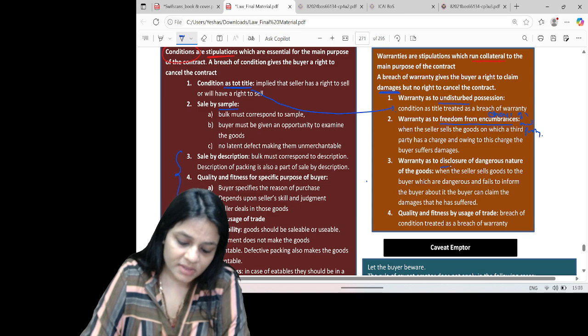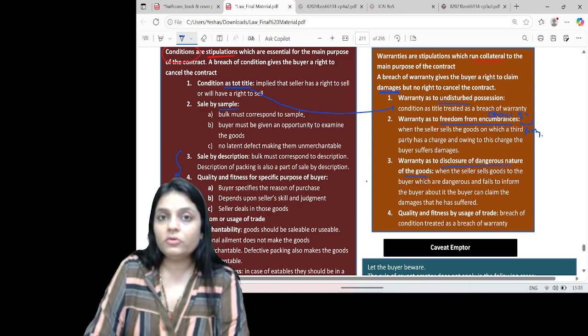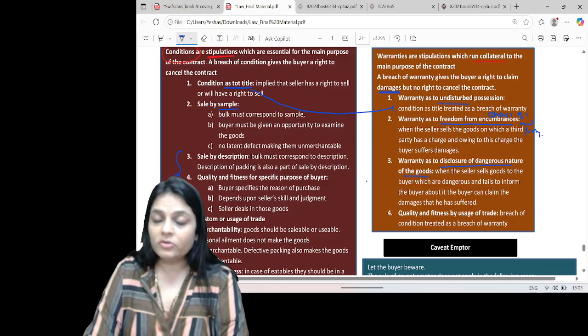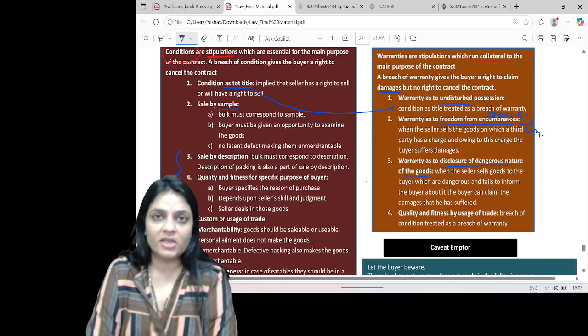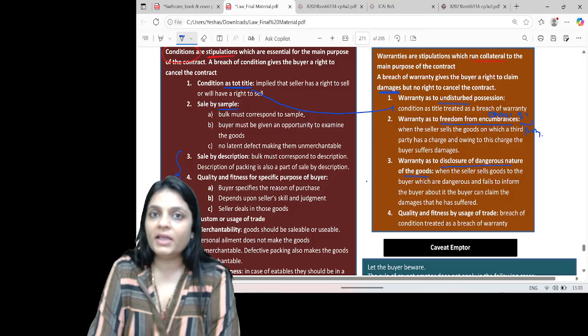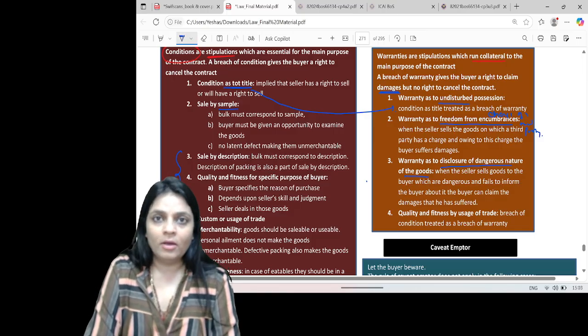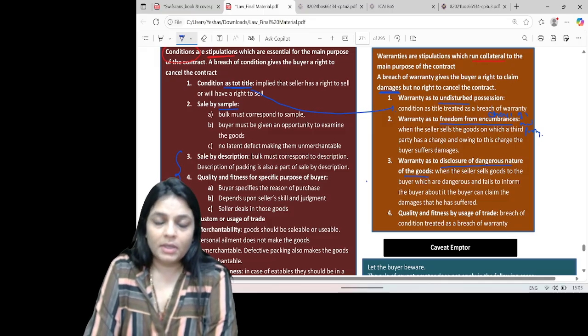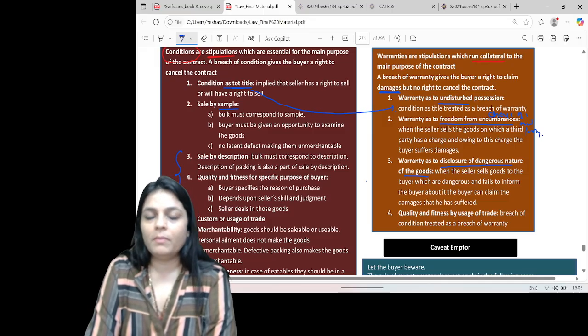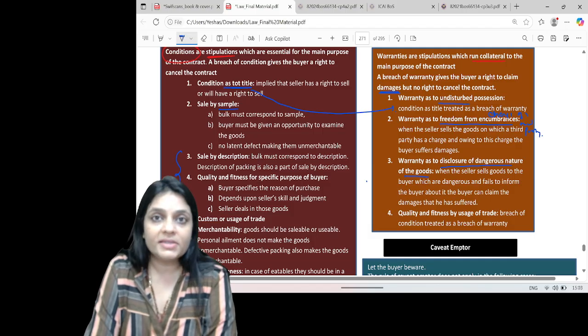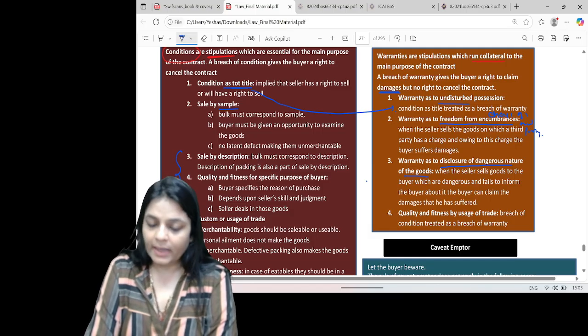If the goods are of a dangerous nature, it is the duty of the seller to inform the buyer about the dangerous nature. It can be done on the packing or by word of mouth. If you fail to inform the buyer about the dangerous nature and the buyer suffers damages, the buyer can claim those damages from the seller.